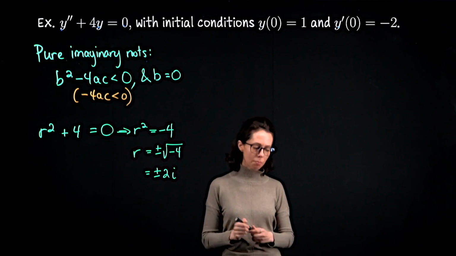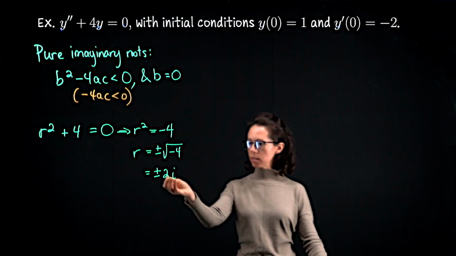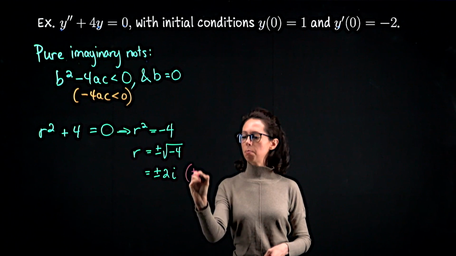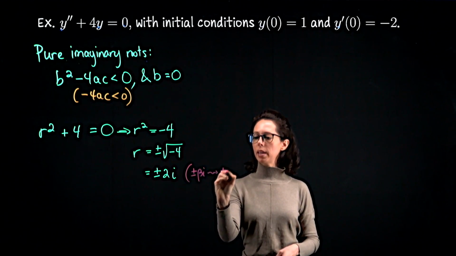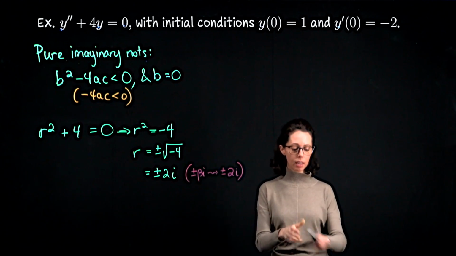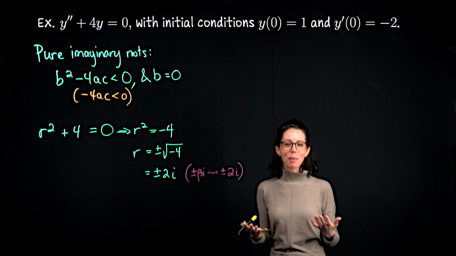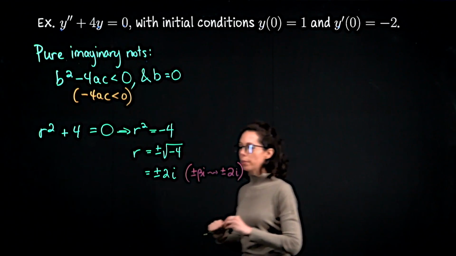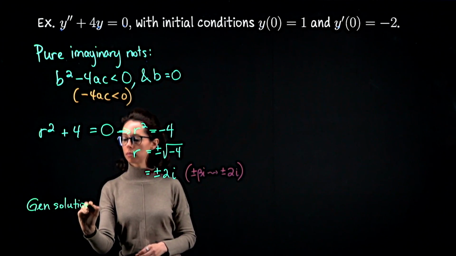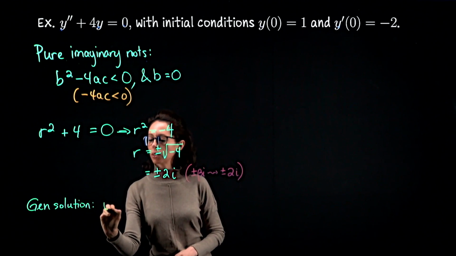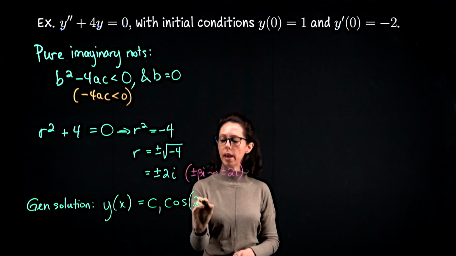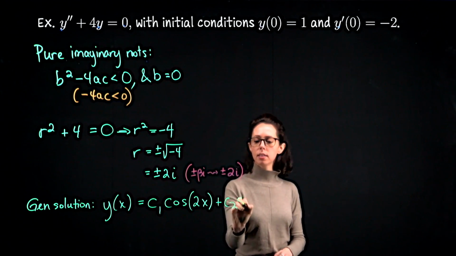When I kept referring to beta before, beta is this number 2. So here, plus minus beta i is like plus minus 2i. So what we called beta is going to get called 2 in this example. That means now that we've identified beta, we're ready to write down the general solution. So our general solution to this second order equation is going to have the form y of x equals a constant times cosine 2x plus a constant times sine of 2x.